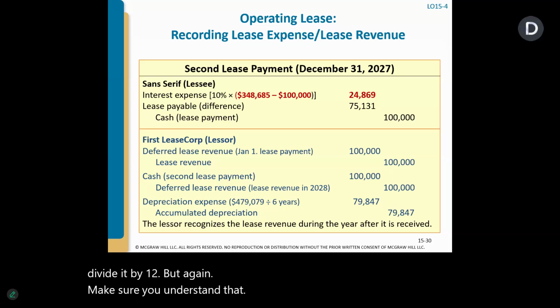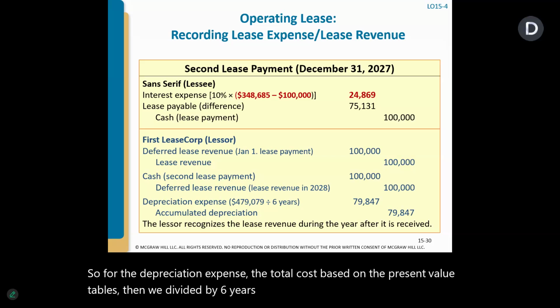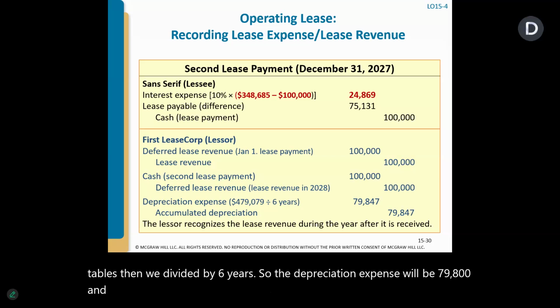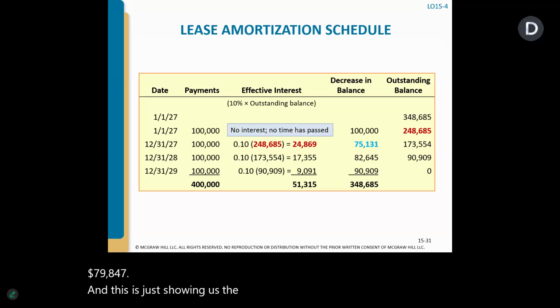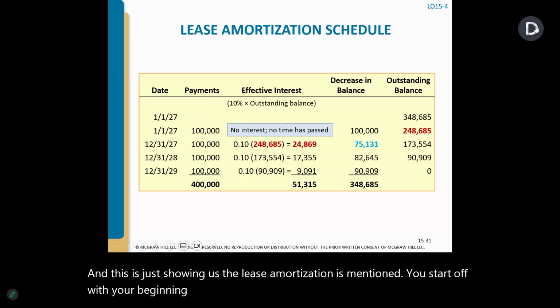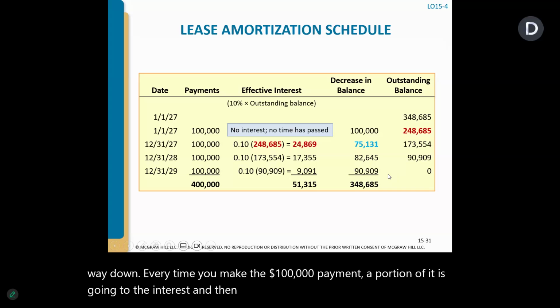So for the depreciation expense, the total cost based on the present value tables, and then we divide it by 6 years. So the depreciation expense will be $79,847. And this is just showing us the lease amortization that was mentioned. You start off with your beginning balance, and then from there, you work your way down. Every time you make the $100,000 payment, a portion of it is going to the interest, and then another portion of it is going to a decrease in balance.